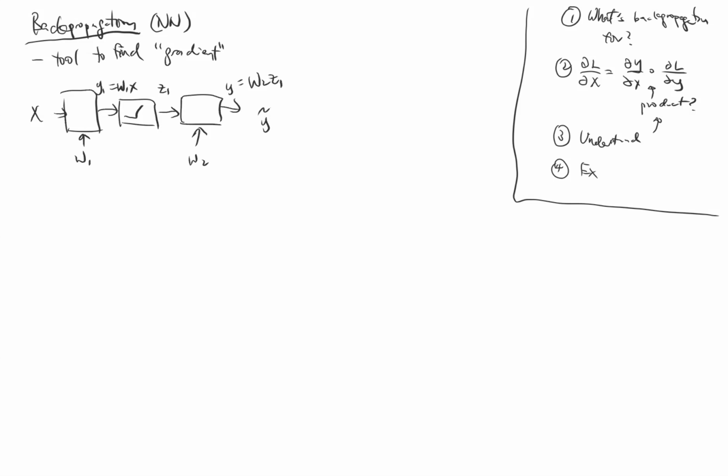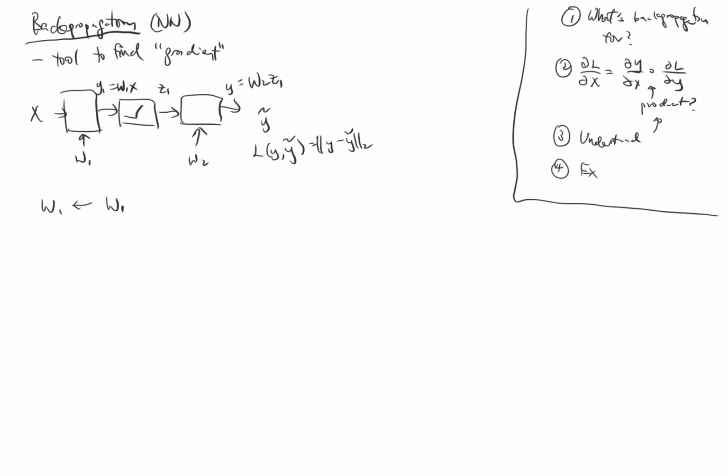Basically, I want to adjust W1 and W2 such that Y is close to some Y target here. So I can define some loss function between Y and Y target, maybe just some difference between them, maybe a squared loss. Now, as I said, we want to find the quote-unquote gradient of these parameters. For example, if I know the gradient of W1, then I can go for steepest descent.